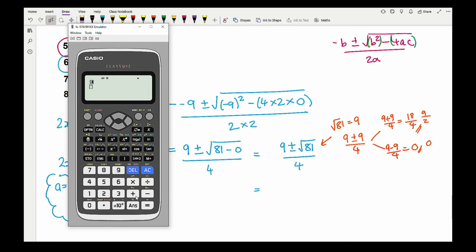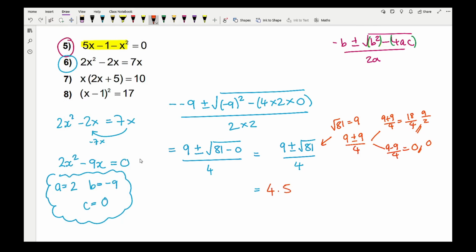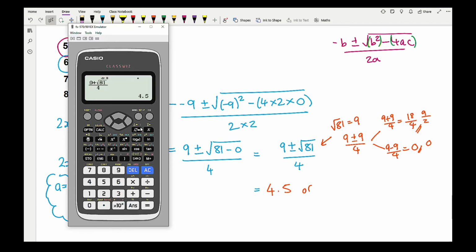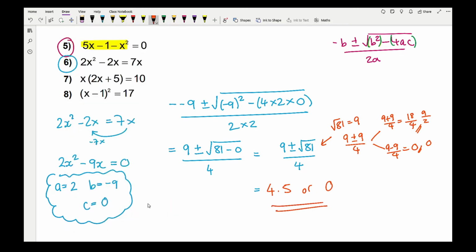So I've got 9 plus root 81 over 4, equals, and I get 4.5. Or, and again, just checking on the calculator, change that to a minus, and it gives me 0. So that was absolutely spot on. And there you go. Moving on to question 8.